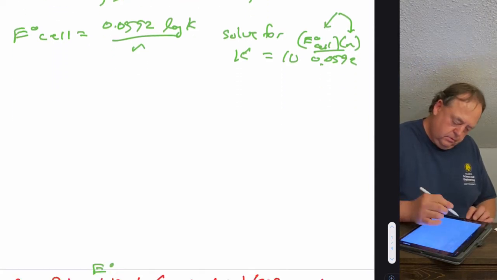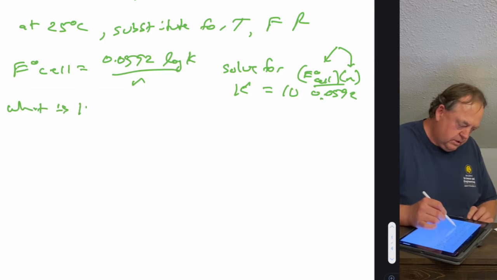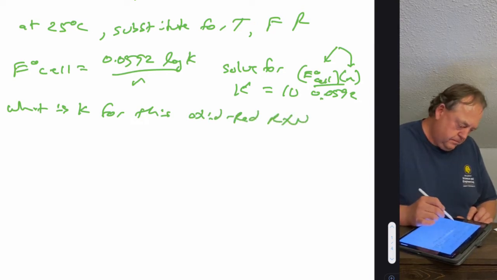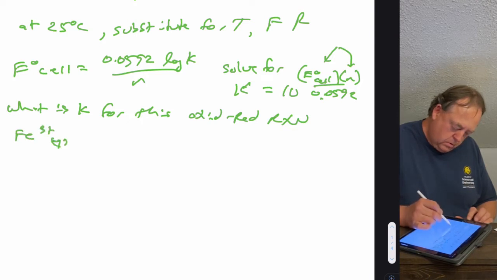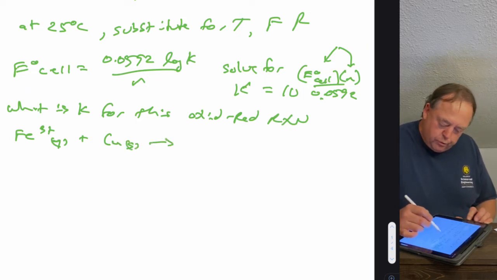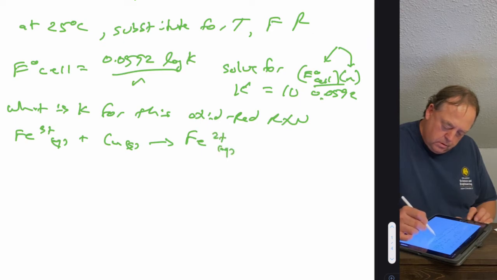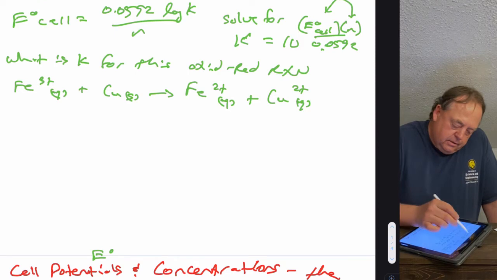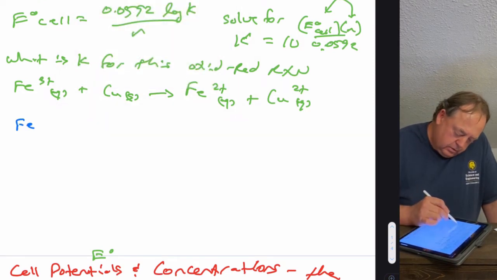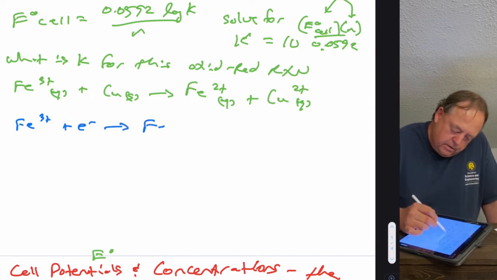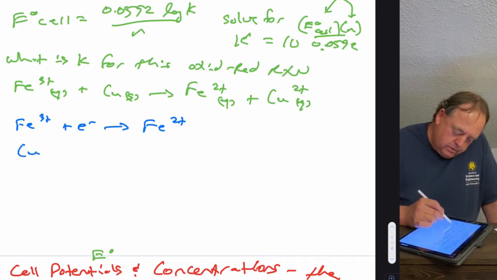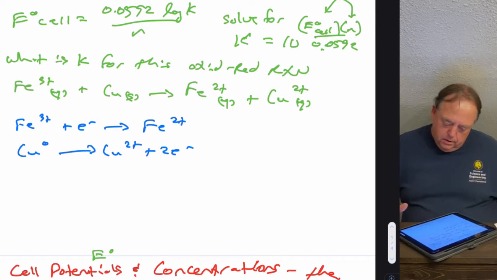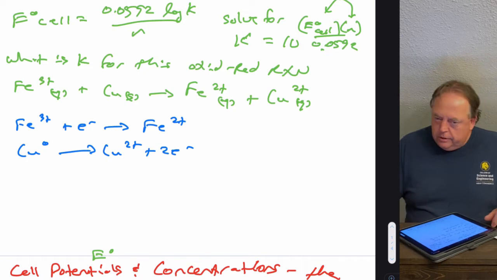Okay, so let's take an example. What is K for this oxidation reduction reaction? Iron 3 plus copper 0 to make iron 2 plus copper 2 plus. So we need to write the two half reactions because you have to figure out what n is. So if we write the two half reactions, Fe3+ plus an electron goes to Fe2+, and copper 0 goes to copper 2 plus 2 electrons. Okay, so we need to figure out what E is, and we need to figure out what n is.